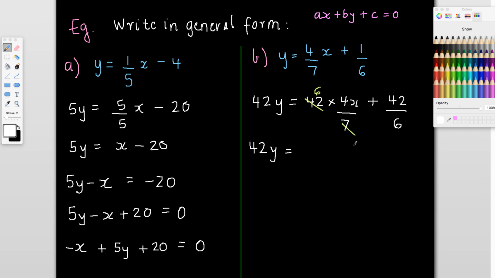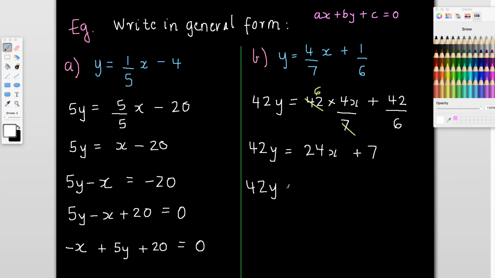Let's try and make that a little bit clearer. 6 by 4, 24. Plus 42 on 6 is 7. Now that is a lot nicer. We've removed those fractions, or we've cancelled them out.